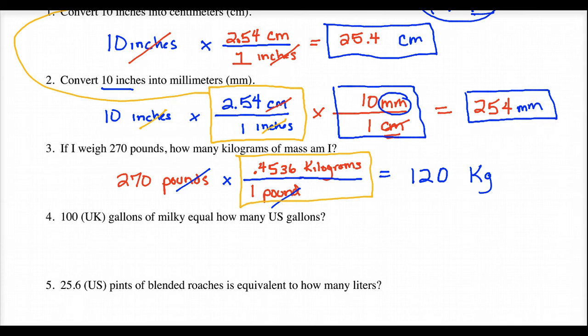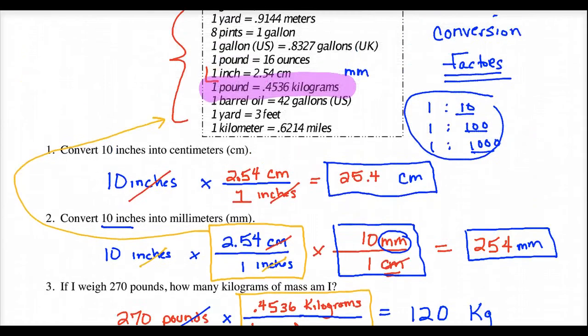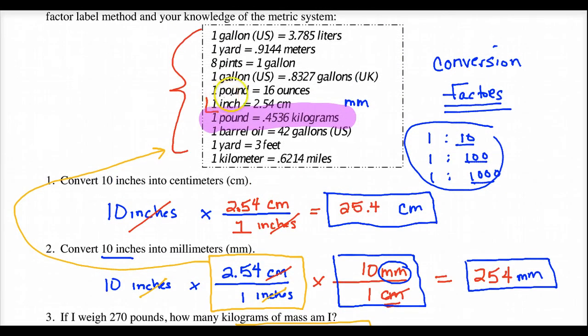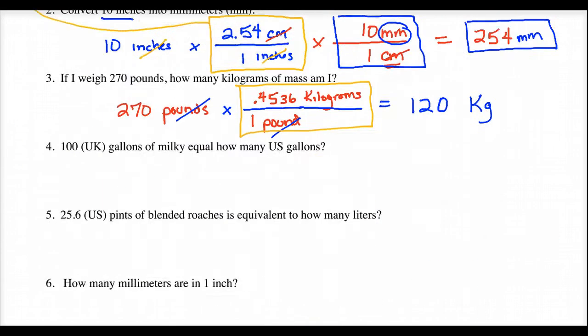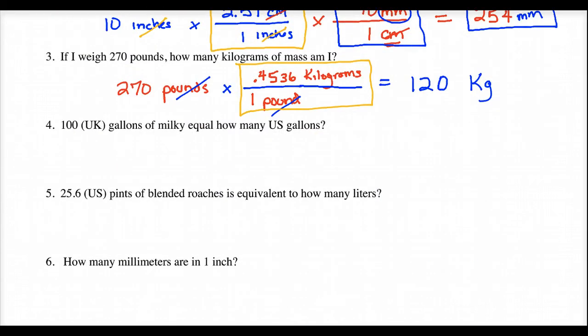But just think with me. What if they wanted grams? Is there a pound going to grams here? No. So what we do is convert to kilograms like we did. And what if I wanted grams? Well, let's just pretend they wanted grams. How would I do this problem?